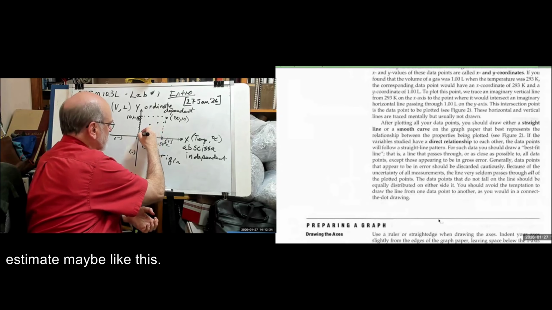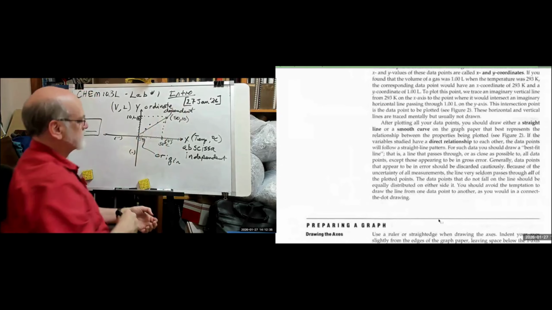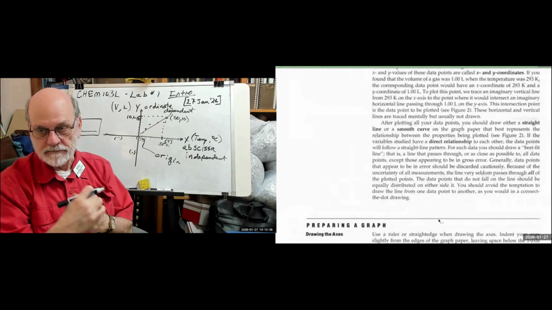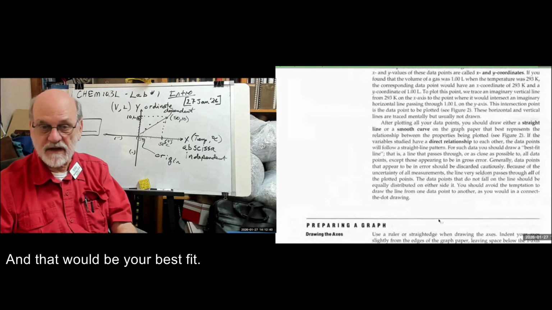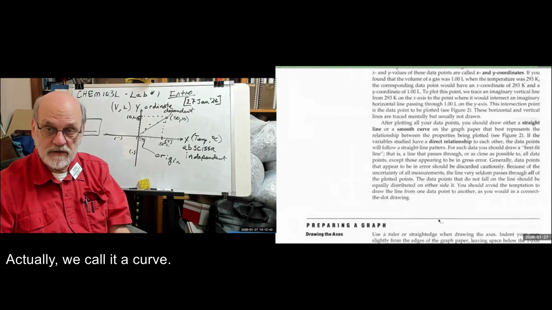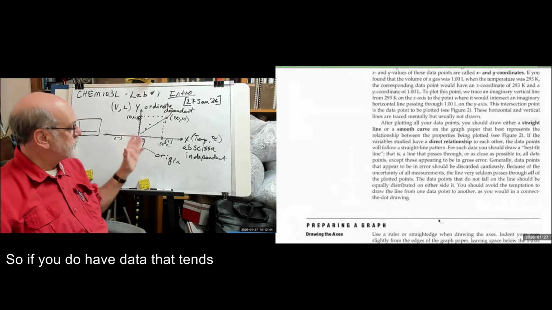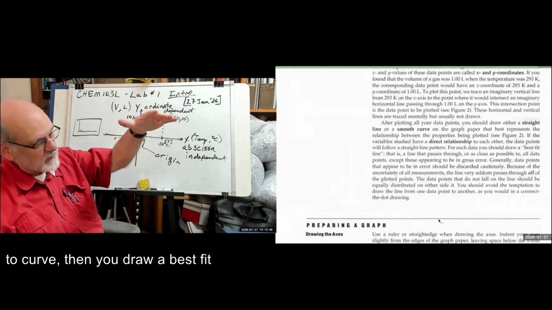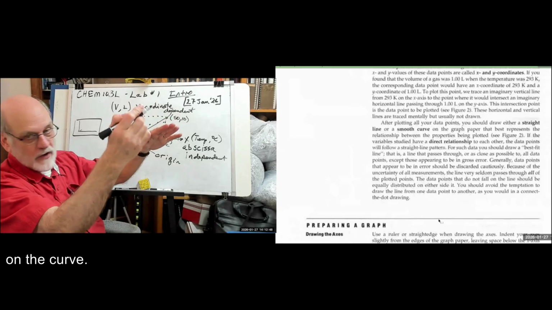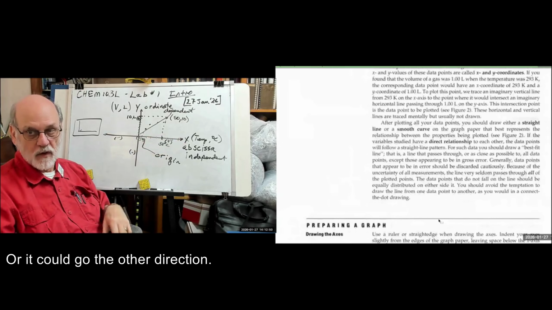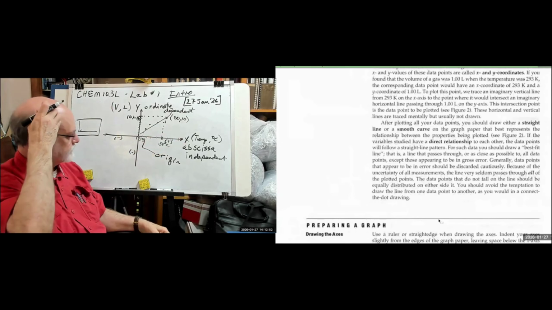So without a straight edge, I'm going to estimate maybe like this, something like that. And that would be your best fit. We call it a curve, best fit curve. So if you do have data that tends to curve, then you draw best fit on the curve. Or it could go the other direction.